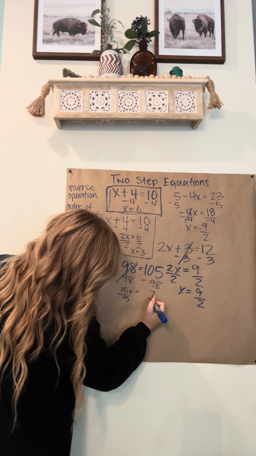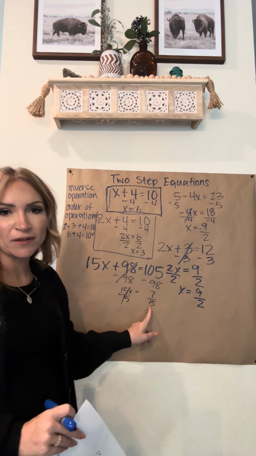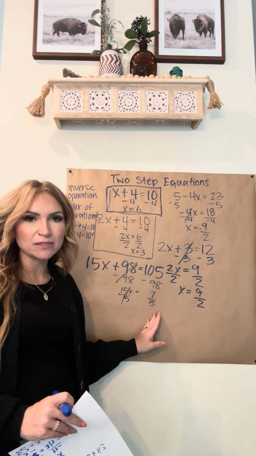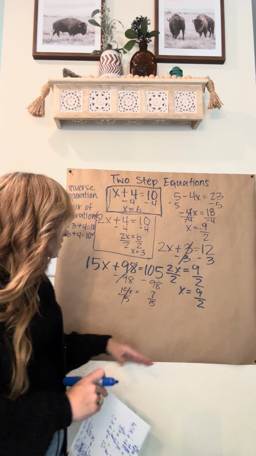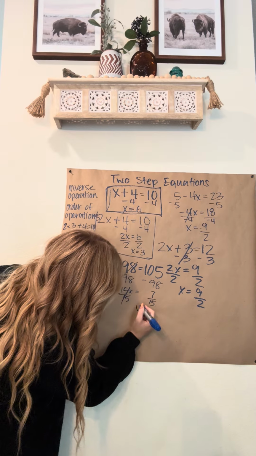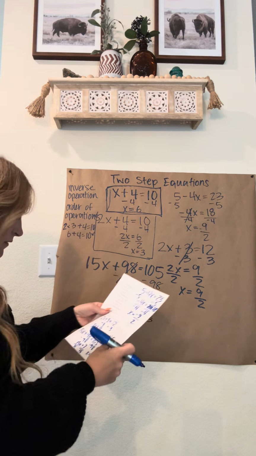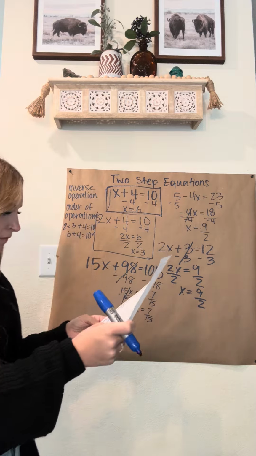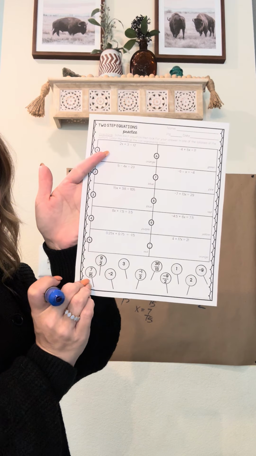15 divided by 15. Can we simplify this at all? 7 over 15, 7/15. Can we simplify that anymore? Nope, right? Not at all. So x equals 7/15. Let's see if that is one of our answers on our lollipop paper. It is 7/15, number 3, right there.